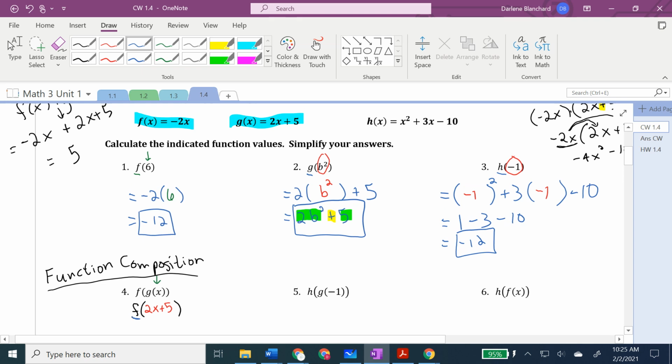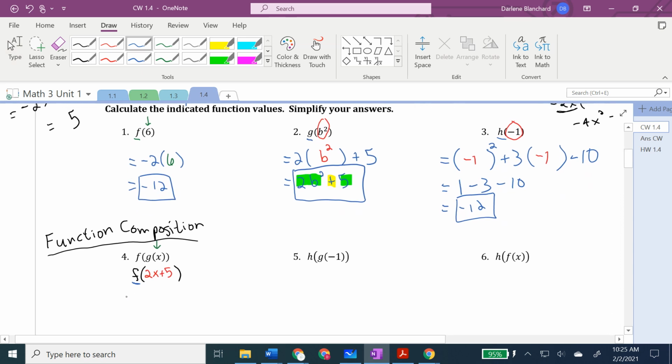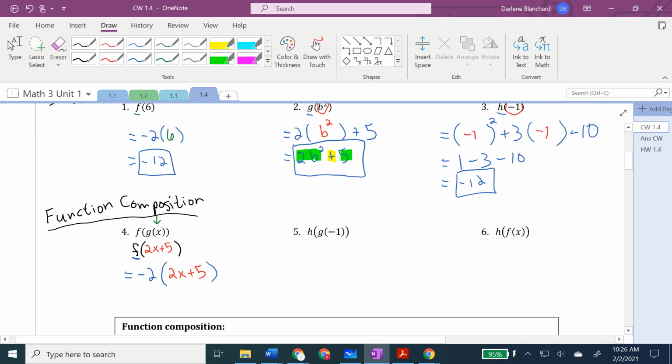Now, the f function is the one that's having something plugged into its x. The f of x function is negative 2 times its input. And so its input is 2x plus 5. And I think this is what you were saying. I'm pretty sure this is exactly what you said. Yeah. So yeah, you got it.